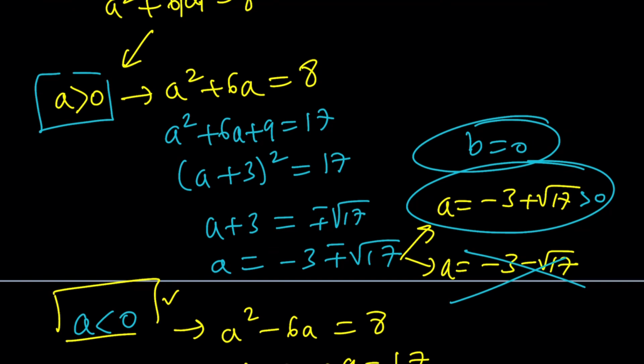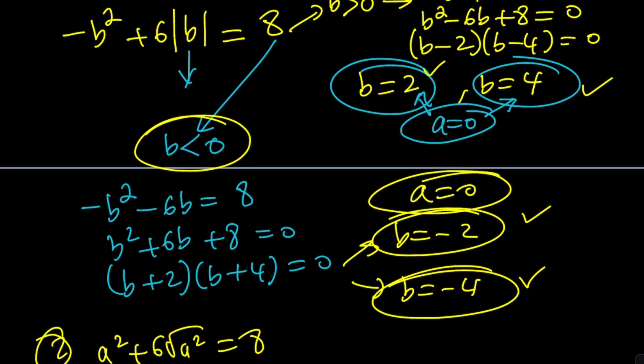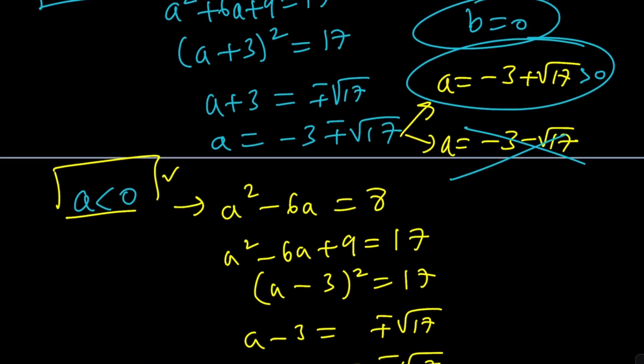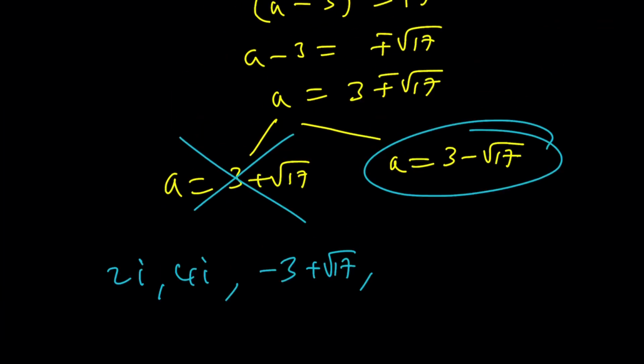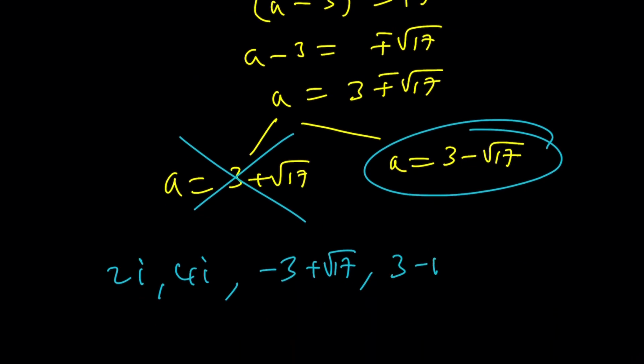Now let's go ahead and put this all together and see what the solutions are going to look like. And then we're going to check something with Wolfram Alpha. Okay, so what do we have? We have 0 with 2 and 4, which means we have 2i and 4i as solutions, right? Because those are imaginary parts. And then we do have b equals 0 with a equals negative 3 plus root 17. That means we have a real solution because imaginary part is 0. And then finally we have the 3 minus root 17, again a real solution because imaginary part is 0. Make sense? So there seems to be 4 solutions.